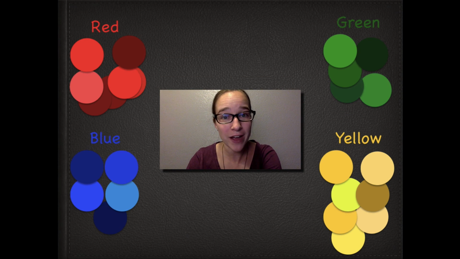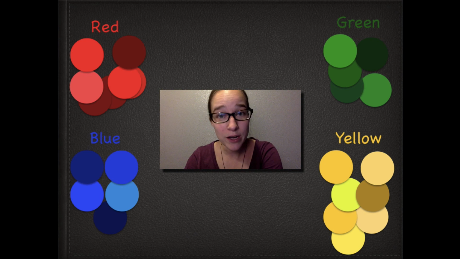So now we've classified all of our circles. We've grouped them based on their color into a red group, a green group, a blue group, and a yellow group. And now you at home know how to classify based on color.